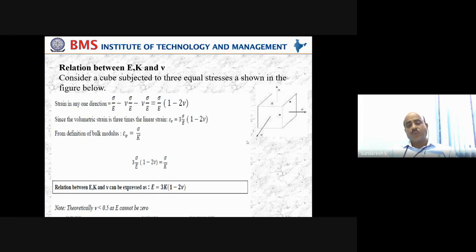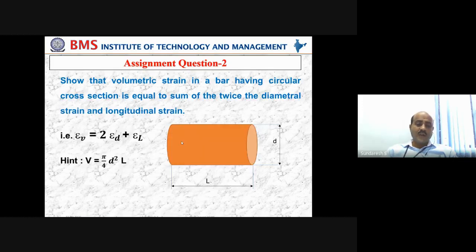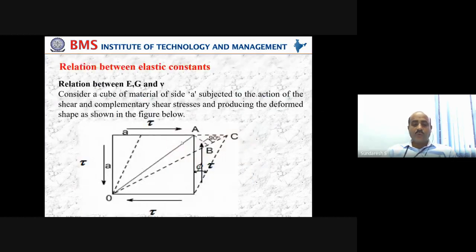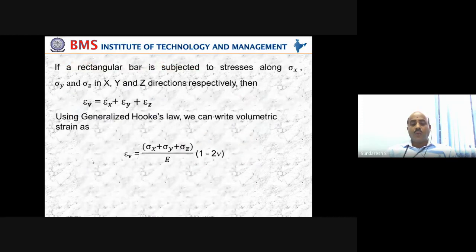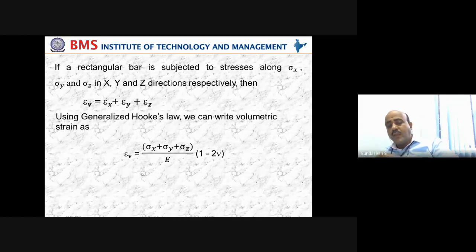In the last class we arrived at one equation: volumetric strain equals epsilon x plus epsilon y plus epsilon z, which is equal to (sigma x plus sigma y plus sigma z) divided by E, into (1 minus 2 nu). So we make use of this expression.